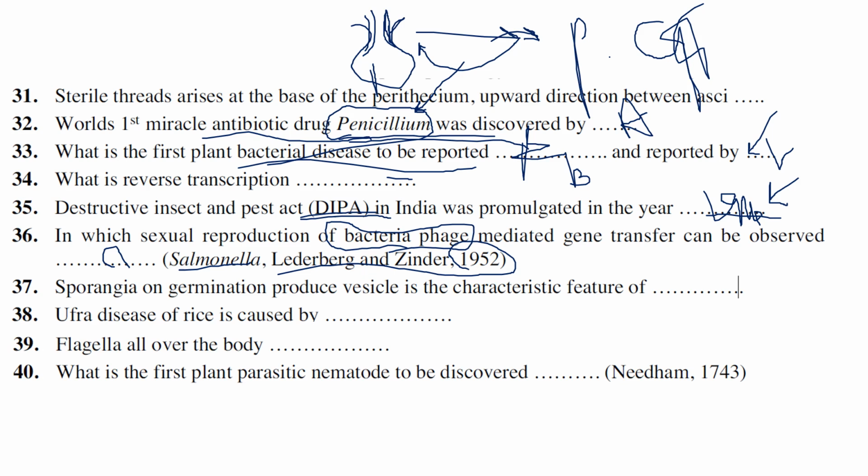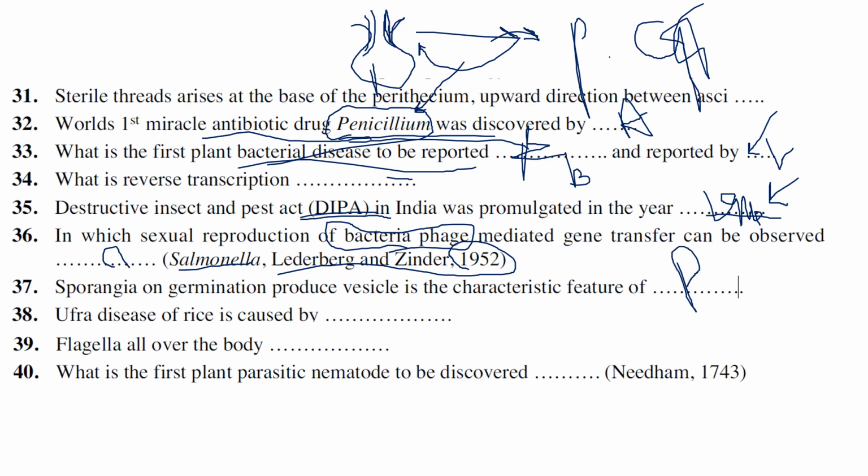Just go through this bacteriology section. We have mentioned in detail about this stuff. The answer is transduction. Next one is sporangia and germination produces a vesicle. I repeat, sporangial germination producing a vesicle is the characteristic feature of Pythium.